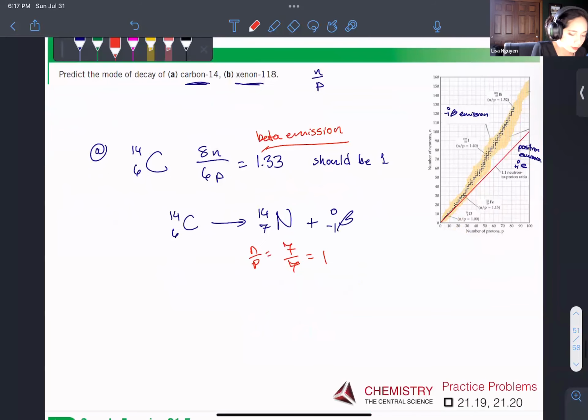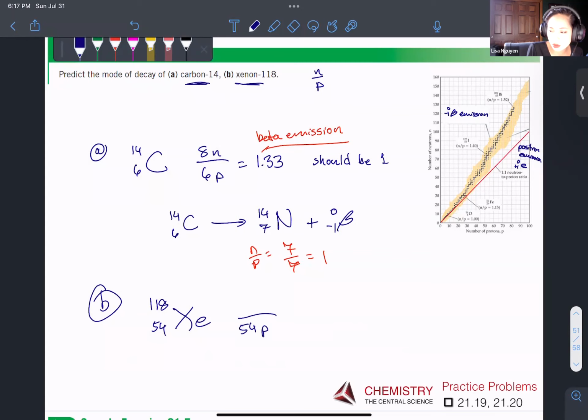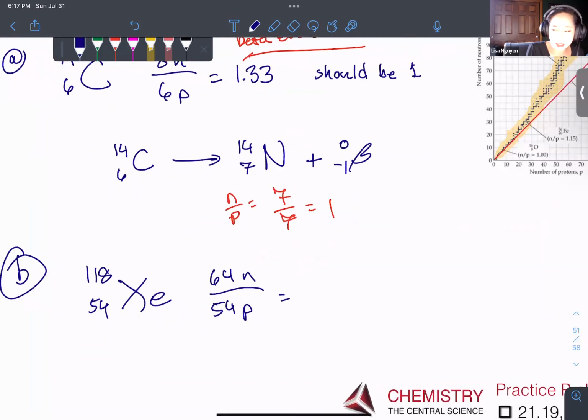So let's do the other one, B, where we have xenon-118. Xenon is element 54, so we have 54 protons. Just figure out how many neutrons there are by subtracting from the mass number. So there are 64 neutrons present in that nucleus. And if you calculate the ratio, it is 1.19. So 1.19 is pretty low.